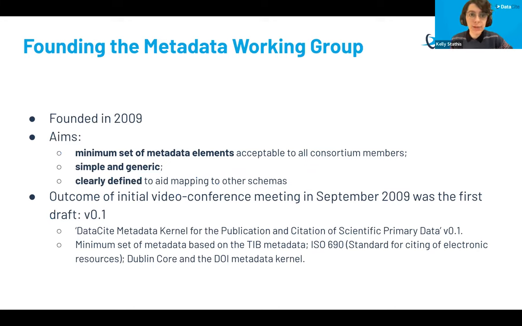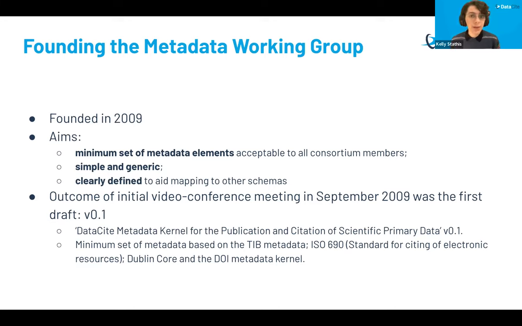The Metadata Working Group was founded in 2009, and it was one of the DataCite technical working groups with representatives from Australia, the US, Canada, and Europe. And the aim of the group was to develop a minimum set of metadata properties that were acceptable and suitable for all DataCite members, with a simple generic structure that applied across disciplines and organizations, and was clearly defined in order to aid in mapping to other schemas.